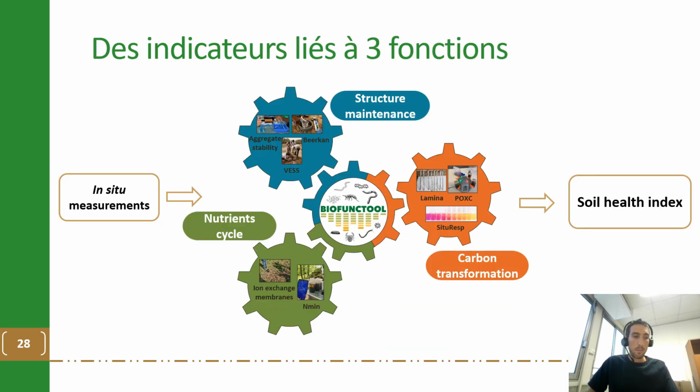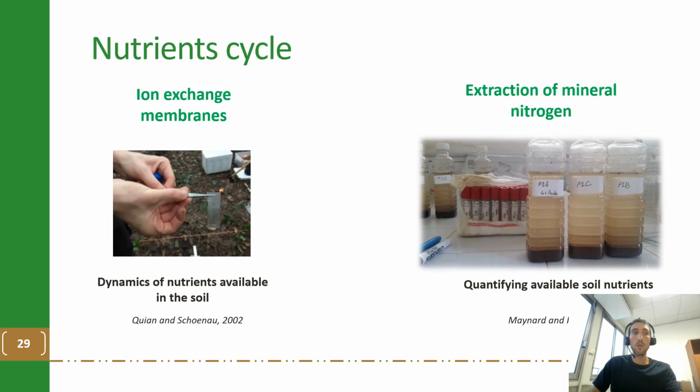Eight indicators were selected. Biofunctool measures three main soil functions in the field: three indicators for maintaining soil structure, three indicators for carbon conversion, and two indicators for the nutrient cycle. All the results are analyzed together and transformed into a soil health index. I'm going to give you a quick overview of all the indicators in the Biofunctool basic set, starting with the nutrient cycle. Two indicators: ion exchange membrane, which measures the nutrients available to plants in the soil, and mineral nitrogen in the form of nitrate and ammonia.